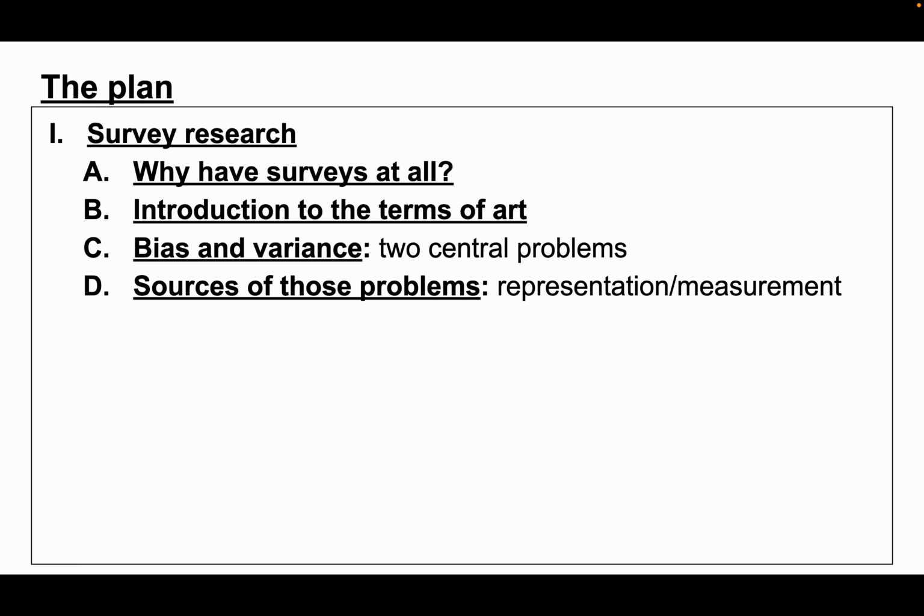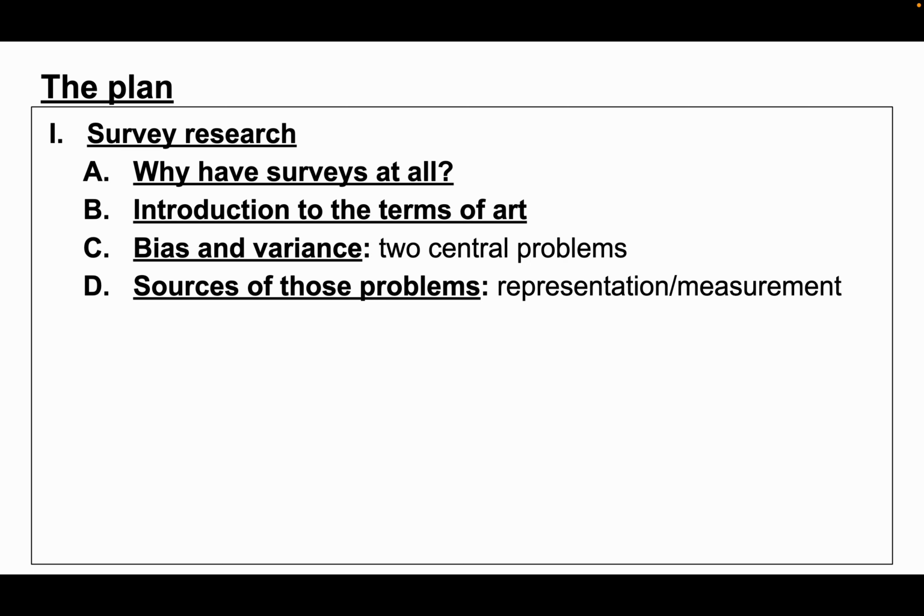A lot of that jargon can be daunting at first, but all the terms are used for some purpose, even if they're not necessarily immediately accessible to a novice, so I'll give you a sense of where some of those terms come from, why we use them. Then we'll talk about a general way of thinking about problems with surveys. So bias and variance are the two primary mathematical ways that we think about the problems with surveys.